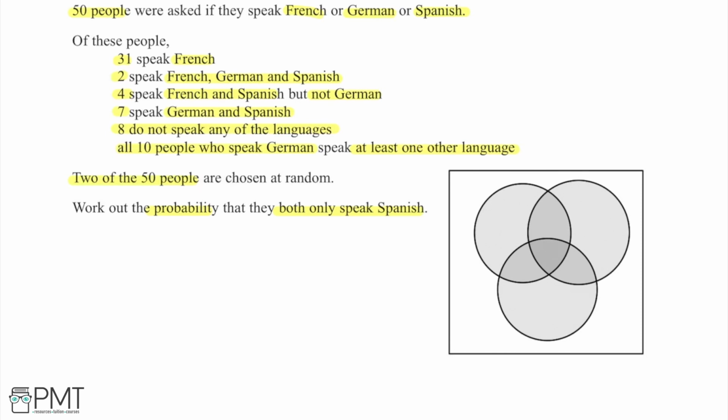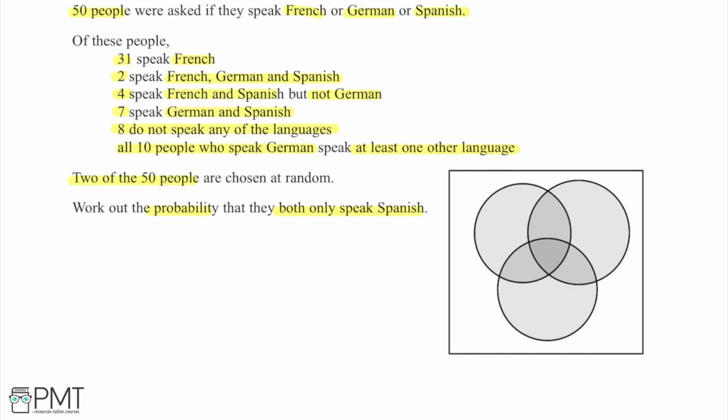So what I'm instantly thinking here is that we need to be working with a Venn diagram. So I've just sketched out a Venn diagram over here, and it's a 3-way Venn diagram where all of the circles are going to overlap. So we have this area in the middle where all 3 overlap. And I know that because this line here says that 2 speak French, German and Spanish, so they all do need to overlap at some point.